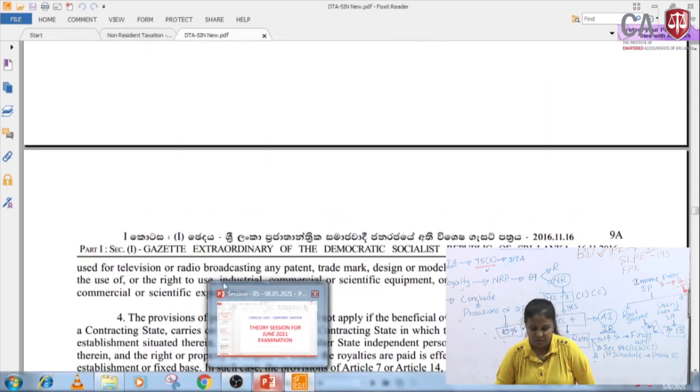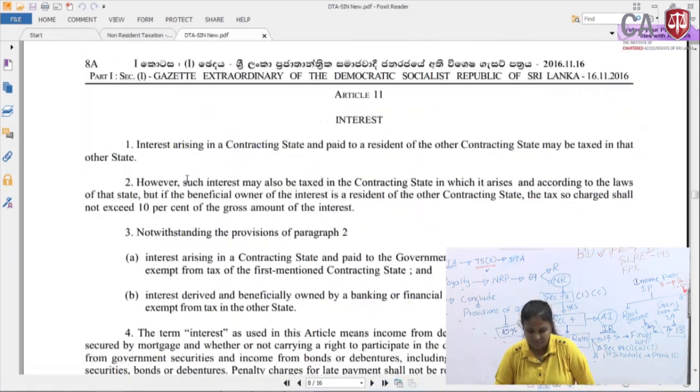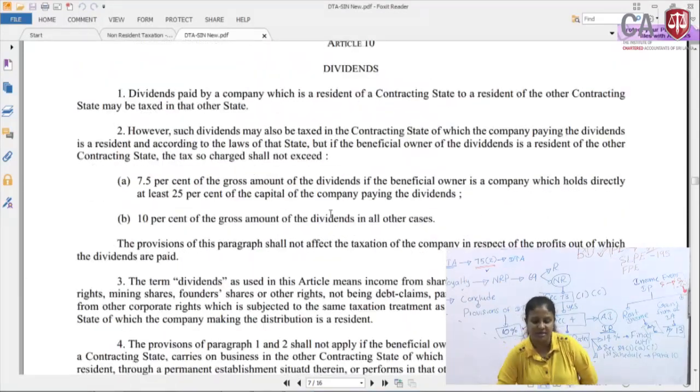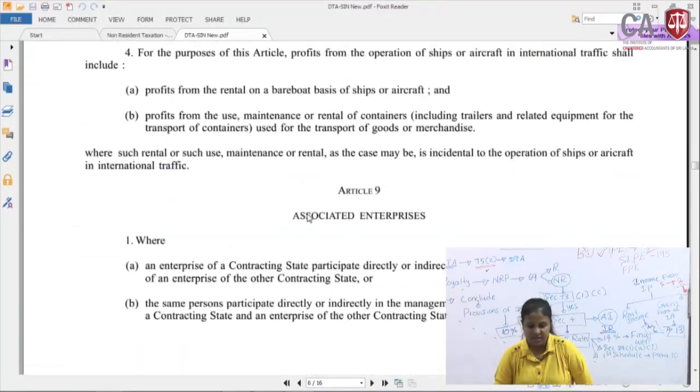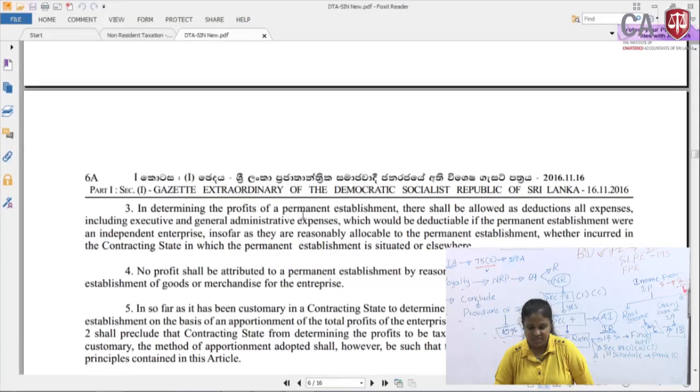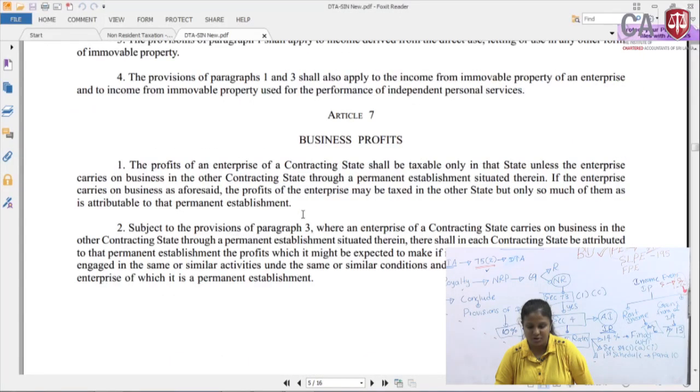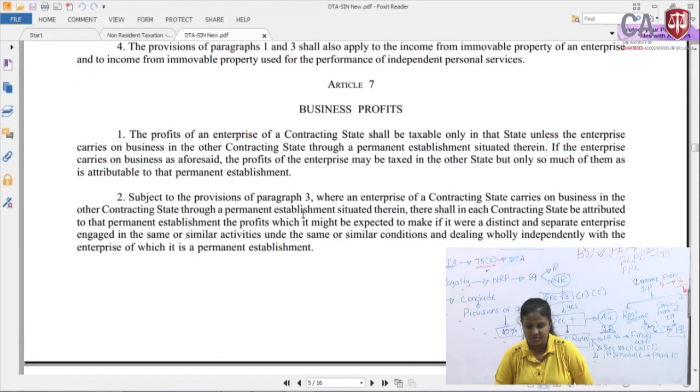Now I am going to one of the next very important articles, which is Article 7, which is talking about business profit. Business profit. Okay. We will come to this.